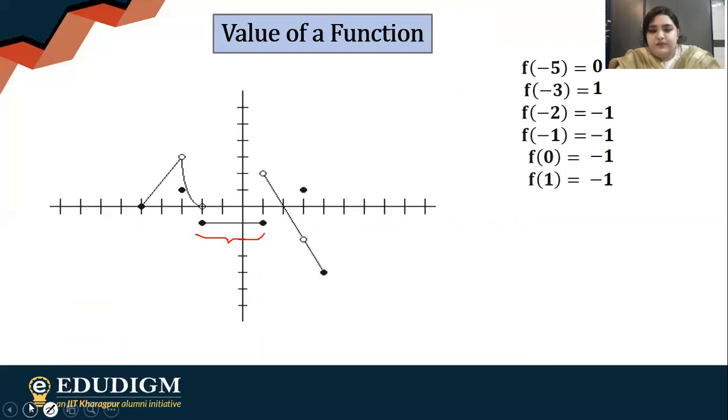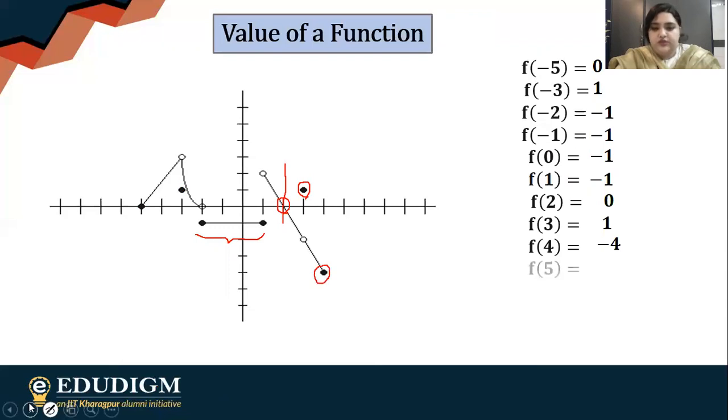Now, let's take f of 2. So this is 2. So draw the vertical line. This is where it intersects the graph. So the value is going to be 0. Now take f of 3. So what is f of 3? You can clearly see that this is the value of f of 3. So this is going to be 1. Similarly, f of 4 is going to be minus 4 because this is the point.